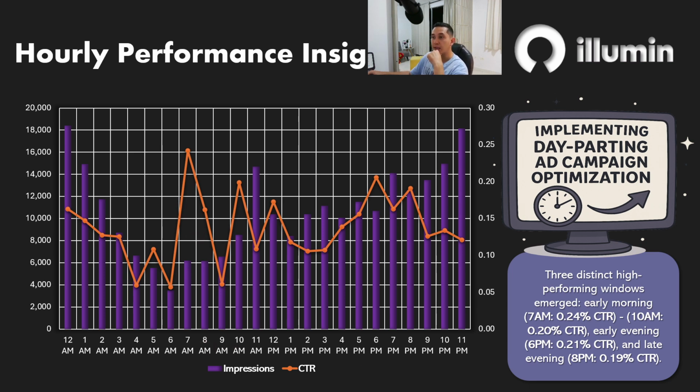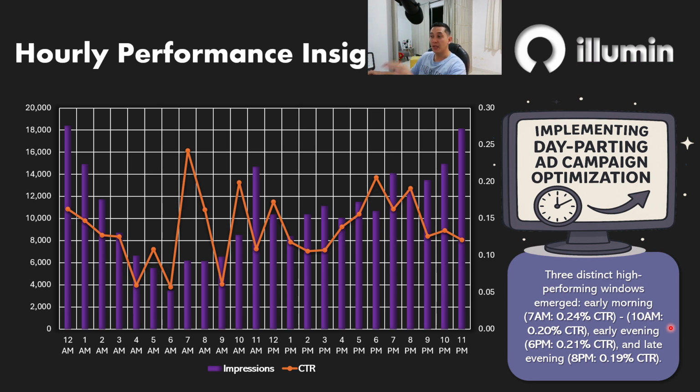Okay, as you can see here, we have the chart displaying the impressions against the hour of the day and also the click-through rate on the other side. So the hour-by-hour analysis revealed three distinct high-performance windows. We have early morning from 7 a.m. to 10 a.m., early evening at 6 p.m., and prime time at 8 p.m. These windows show click-through rates up to 71% above average and effective cost per click as low as $1.07.